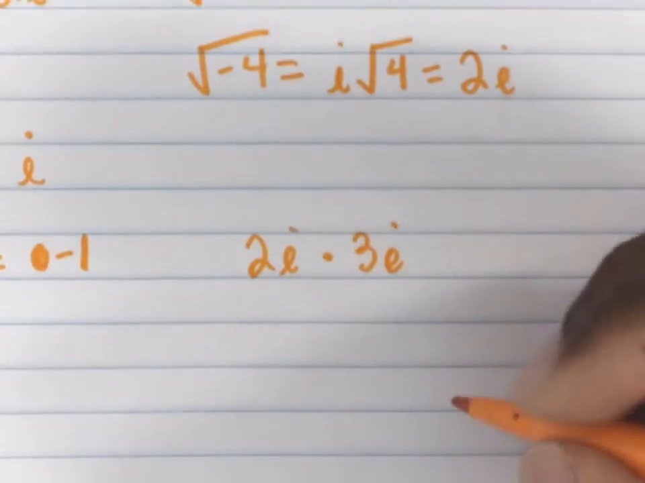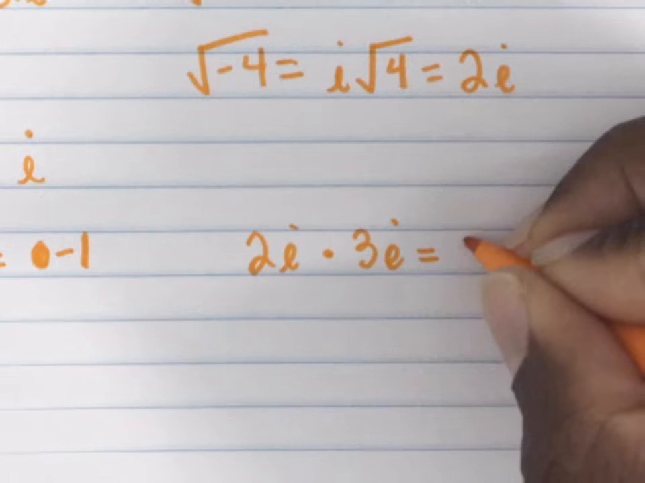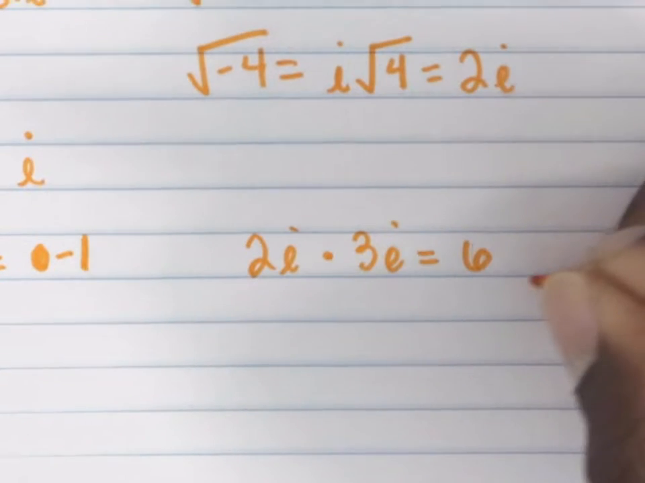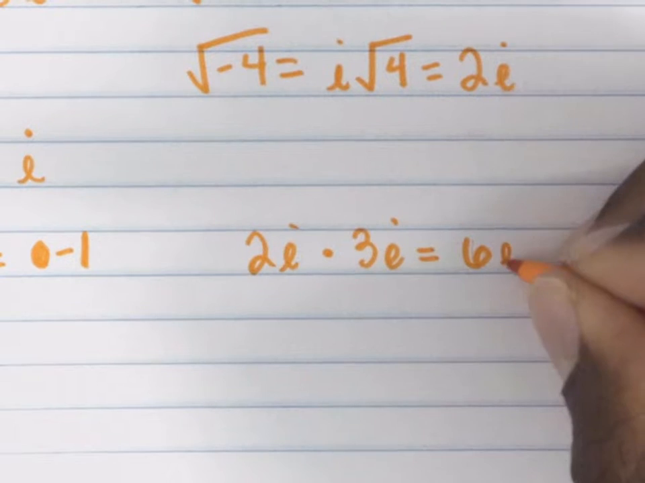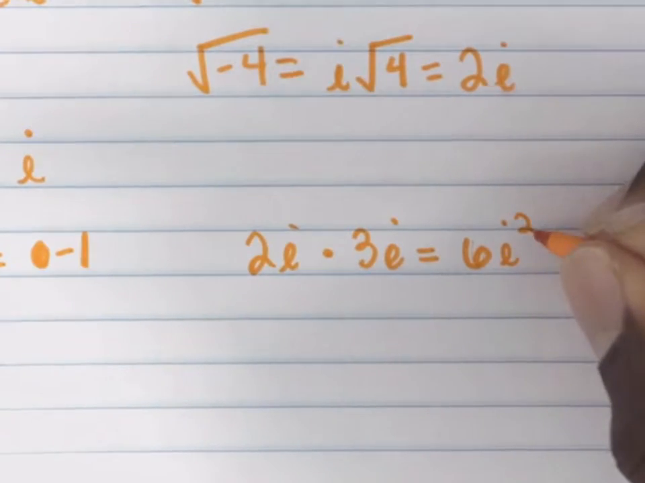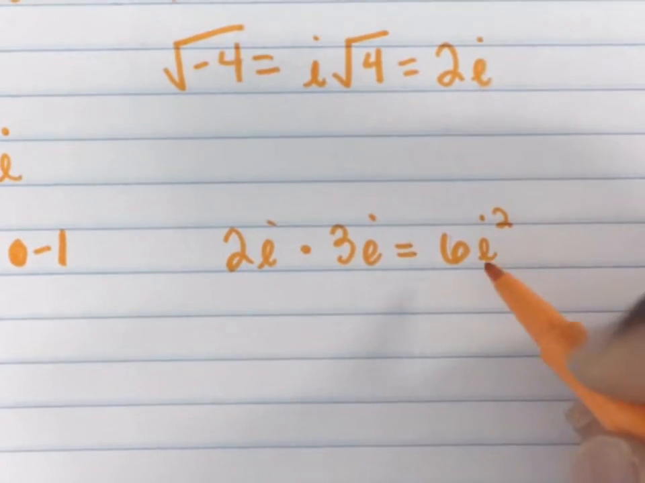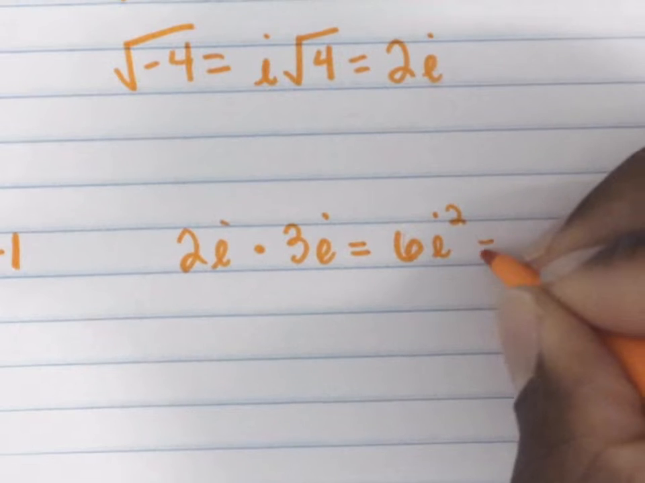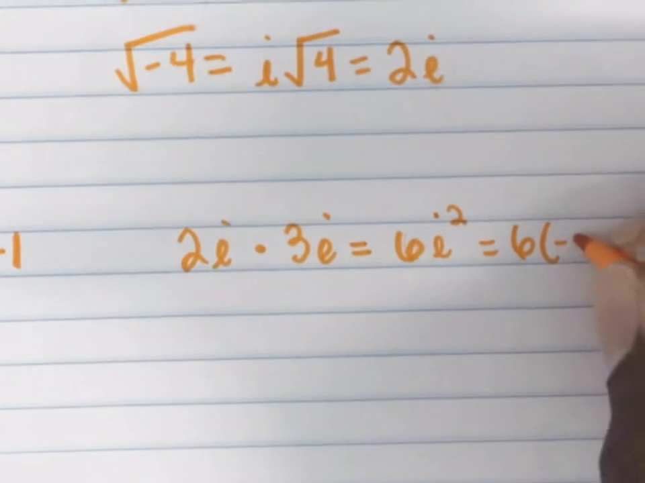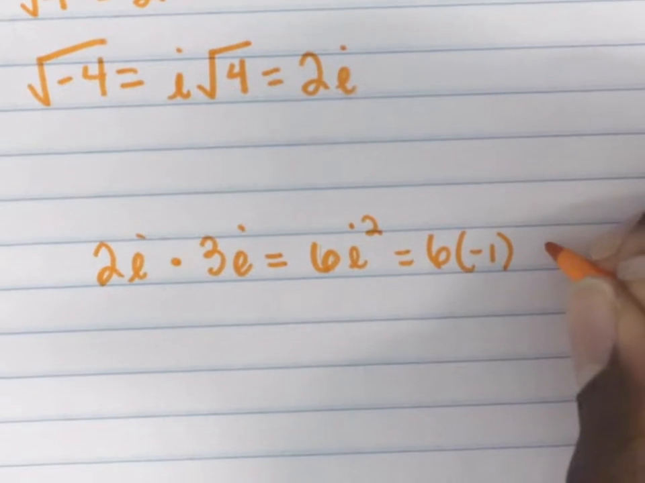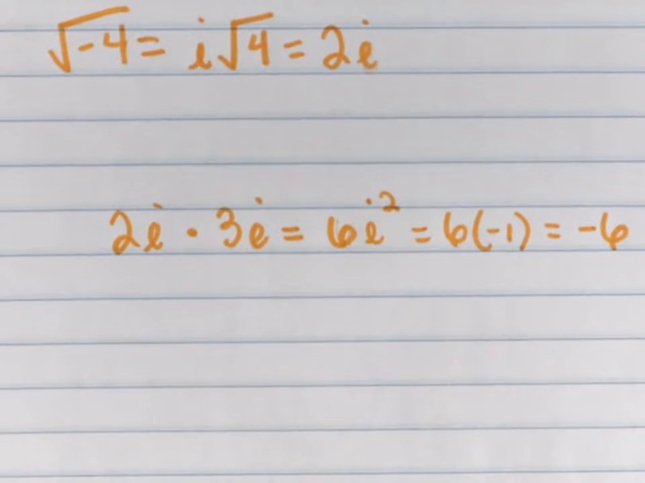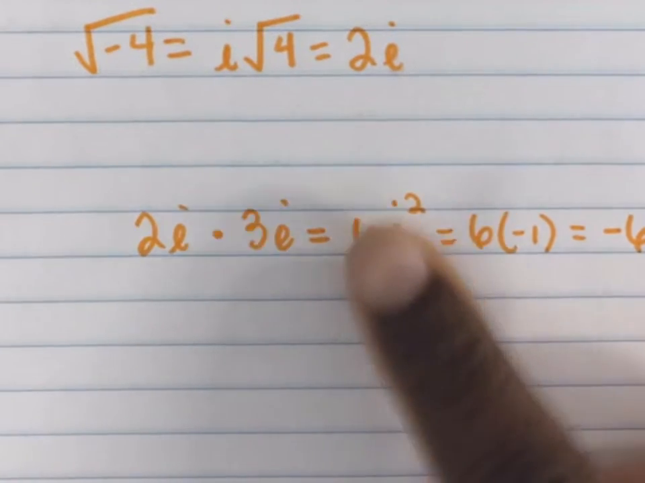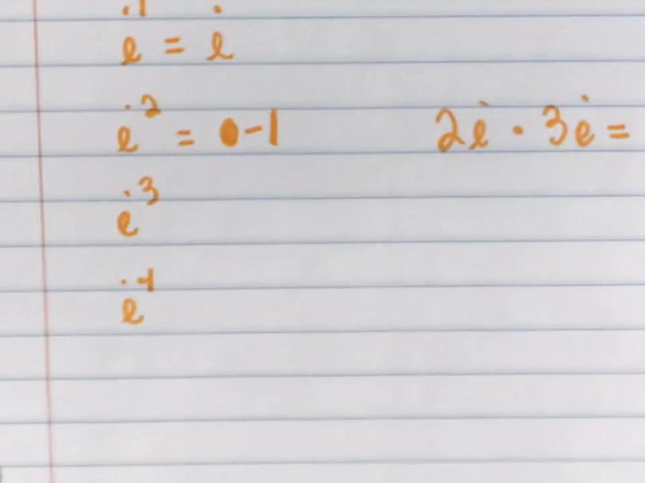2 times 3 is what? 6. I times I is what? Since you have I squared, you can change it to negative 1. And it's multiplication. Negative 6 would be your result. All right, so whenever you have I squared, you can replace it with a negative 1.